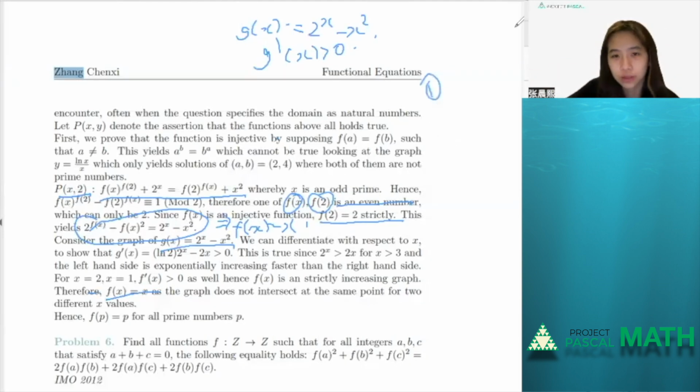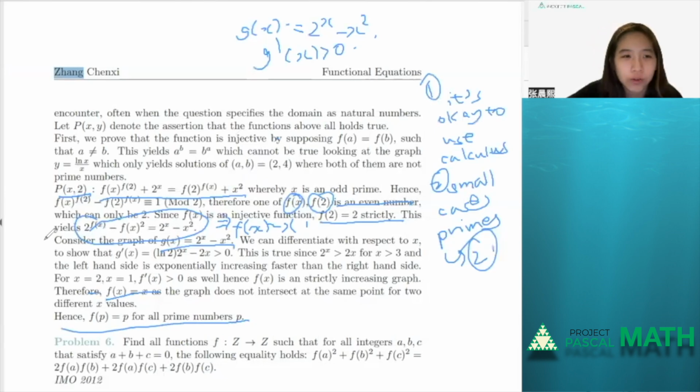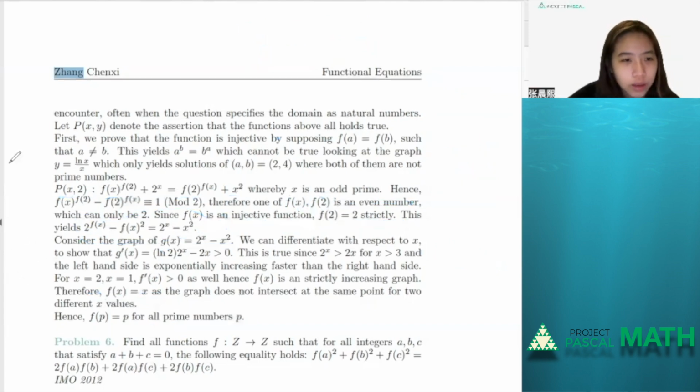And so what are the takeaway points? Honestly, it's okay to use calculus. And then try from small cases. Small cases, like when you have primes, you go to the smallest possible, which is 2. And then again, of course, check. Once you apply f(p) equals p, you substitute it into the equations, pretty straightforward looking.